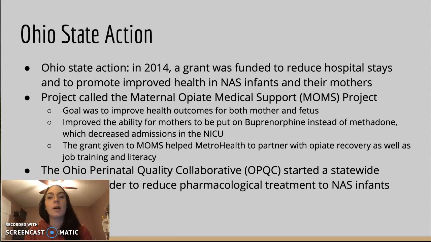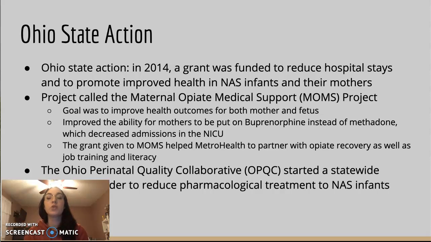So I wanted to talk about some action that Ohio has been implementing. In 2014, there was a grant funded up in Cleveland for the Maternal Opiate Medical Support Moms Project, and this was to help reduce hospital stays, to promote improved overall health in both the infants and the mothers. And this improved the ability for the mothers to be put on epinephrine instead of methadone treatment, which decreased admissions in the NICU for the infant.